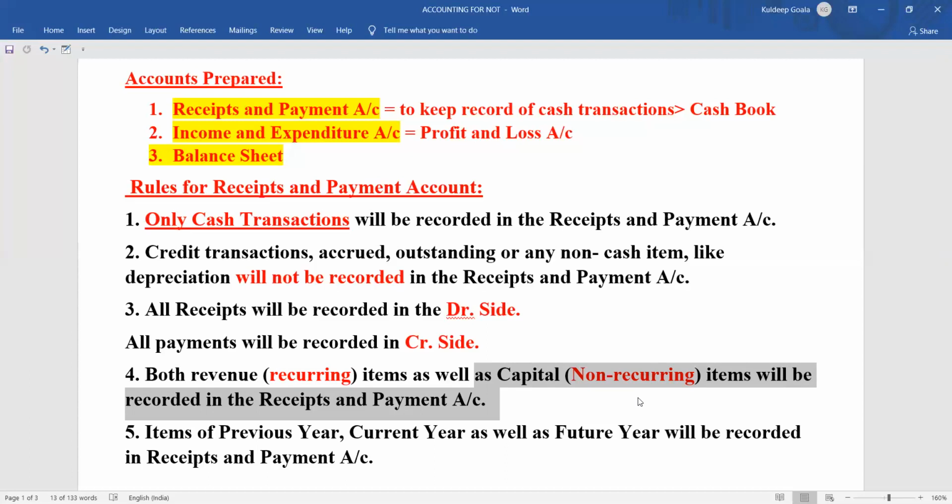It is not that now we are recording, so after 2 years what will happen, that we are going to record. No, not that. Non-recurring means, suppose you have purchased furniture. Now, every year we are not purchasing furniture. Say in 3 years or 5 years we'll purchase once. So if you are purchasing it, when it is happening, that record will be kept in the receipts and payment account. That is a capital transaction, or you can say non-recurring transaction. Clear? So that will also form a part of the receipts and payment account.